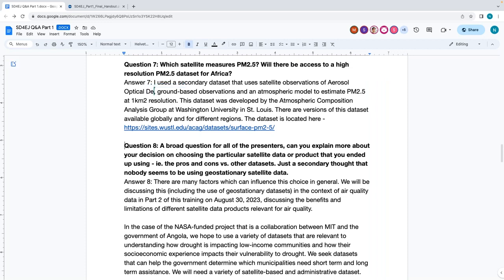An example of a derived data set is given here by the Atmospheric Composition Analysis Group at Washington University. If you go to this website, there's a description: they have global data sets available at 1 kilometer squared resolution, and those are developed using a combination of 3-dimensional atmospheric chemistry models, ground observations, and many satellite observations of aerosol optical depth. And I believe that is global, so it should cover Africa.